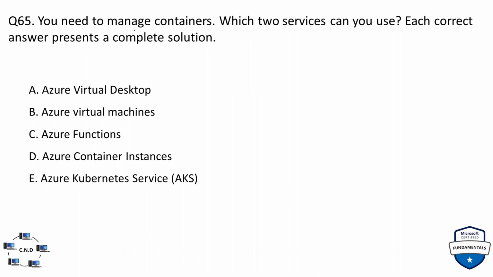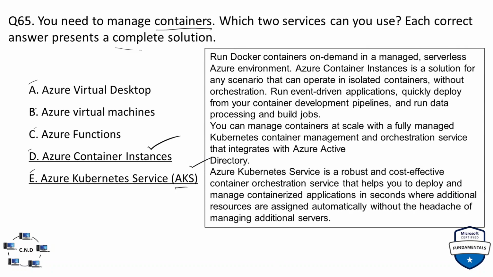Question number 65 is that you need to manage containers. Which two services can you use? Each correct answer represents a complete solution, and the options are A, Azure Virtual Desktop, B, Azure Virtual Machines, C, Azure Functions, D, Azure Container Instances, and E, Azure Kubernetes Service, AKS. The correct options are Azure Container Instances and Azure Kubernetes Service, that is AKS. And this is the explanation or definition of these two services. You can pause the video and read the explanation if you want to.